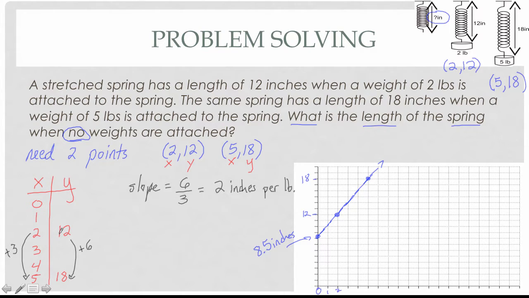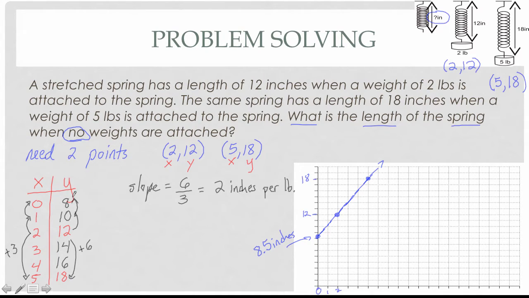I can go 12. Okay, if I add 1 more pound, my spring must be 14 inches. 2 inches per pound. If I do another pound, that must be 16 inches. Another pound must be 18, adding 2 and 2. And I can work backwards. If I take off a pound, I'm going to lose 2 inches. It's going to go down to 10. If I go backwards 1 more, I'm going to lose 2 more inches, right? It's a linear pattern. It's the same thing over and over. And I'll go back down to 8.